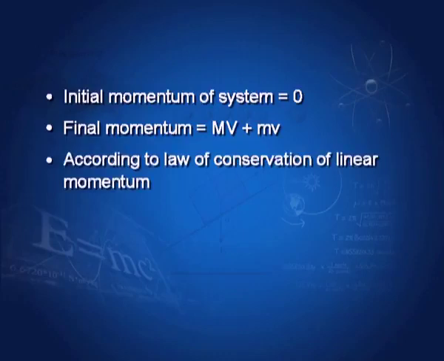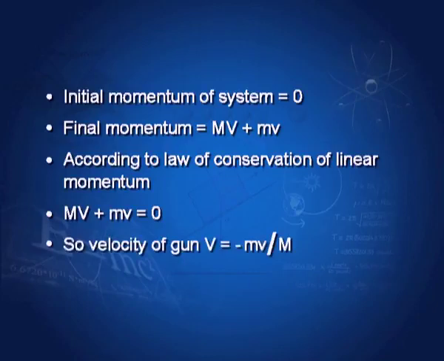According to the law of conservation of linear momentum, final momentum equals the initial momentum. So, capital M capital V plus small m small v equals 0. Transposing, we get the velocity of the gun, capital V, equals minus small m small v divided by capital M.